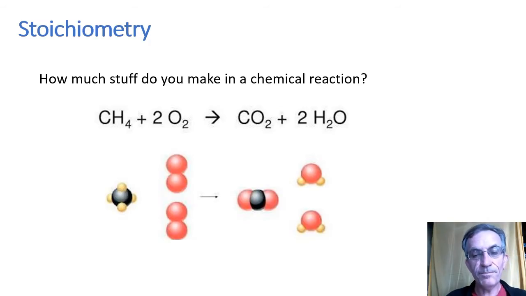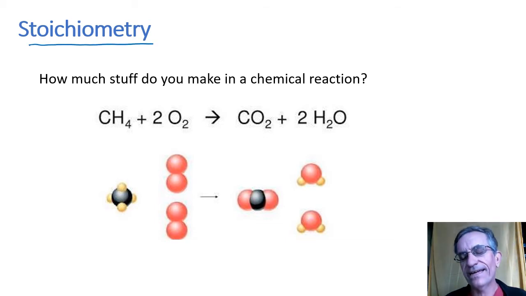Okay, in this part of the lecture, we're going to look at something called stoichiometry. What? Stoichiometry. All that is a big fancy word for when we look at a reaction, we're going to try to figure out how much stuff we're making when we do a chemical reaction. So how much stuff do you make when you do a chemical reaction?